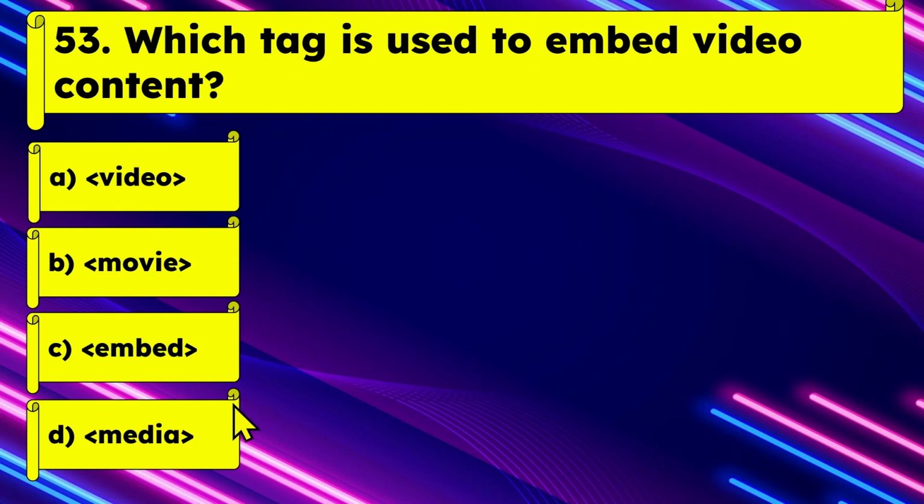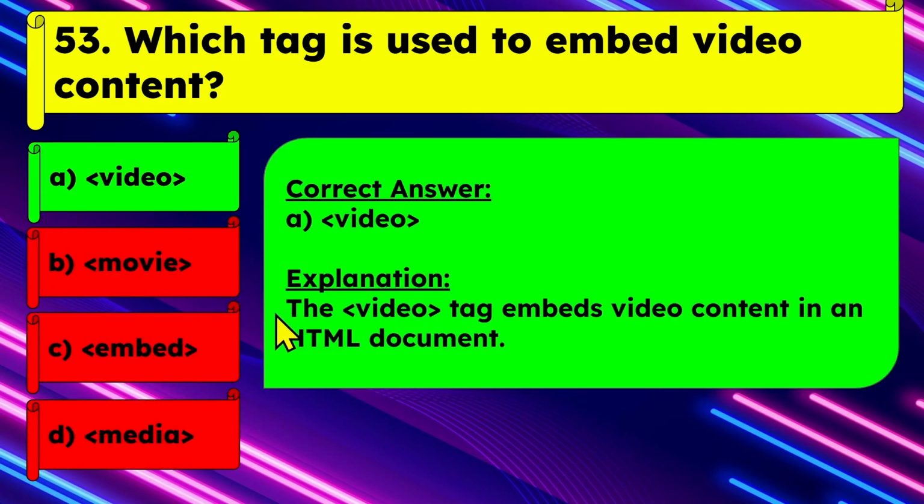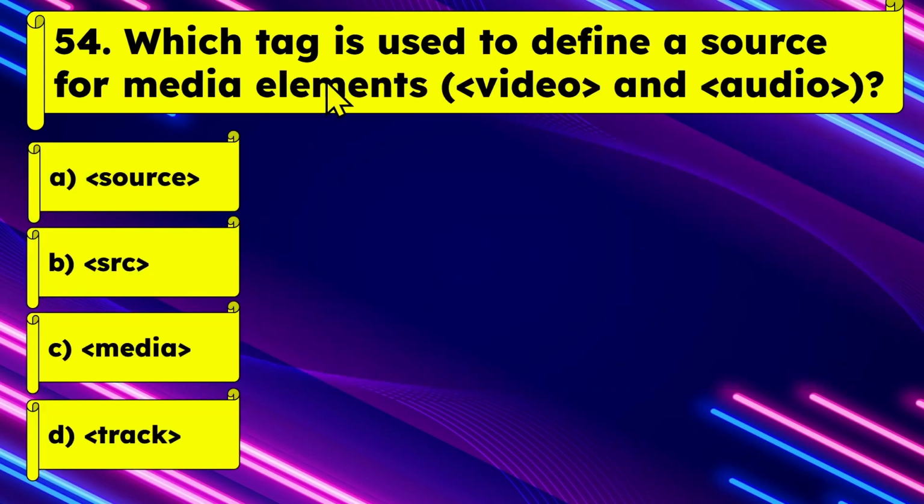So this is also a simple one. So option A is video tag, option B movie tag, option C embed tag, and option D media tag. So definitely the correct answer will be option A, which is video tag. You can see the video tag embeds video content in an HTML document. So let's jump to our next question.